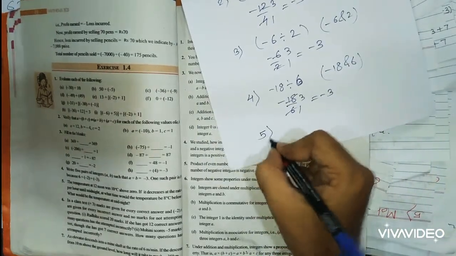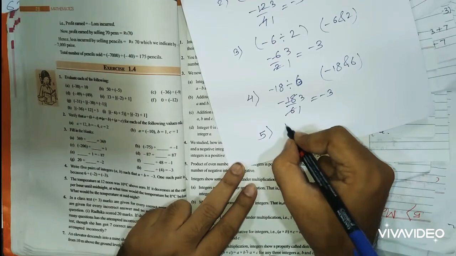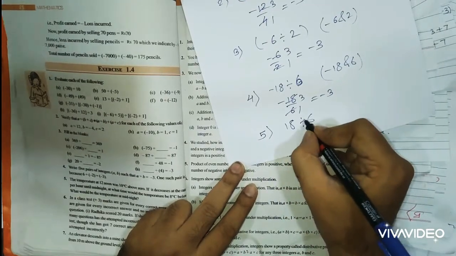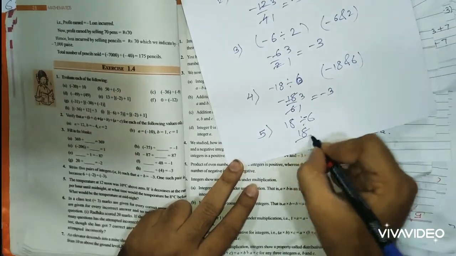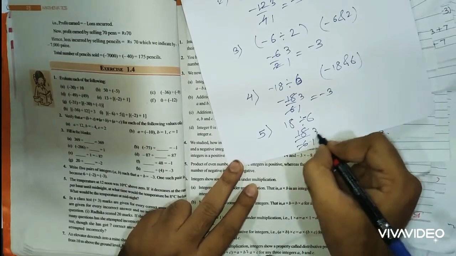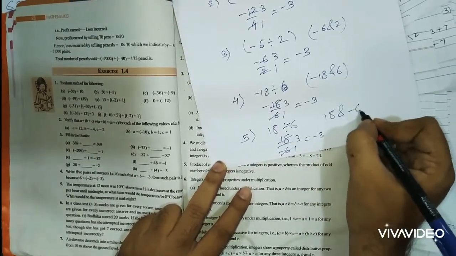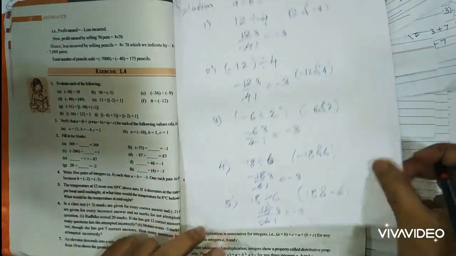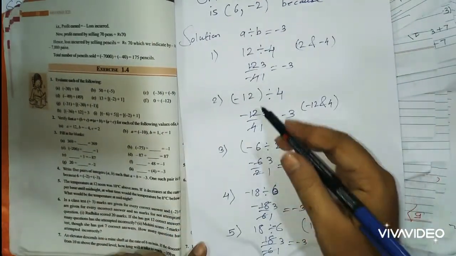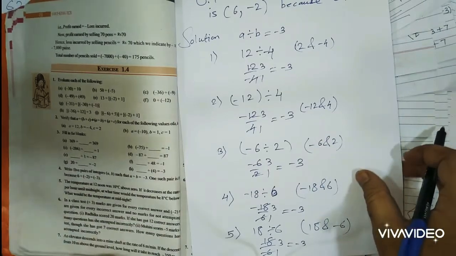Okay, fifth one, we can have 18 divided by minus 6. So 18 upon minus 6, 6 ones are 6, 6 threes are 18. This will be minus 3. So 18 and minus 6. So here we are having 5 pairs. Again we can have numerous pairs.